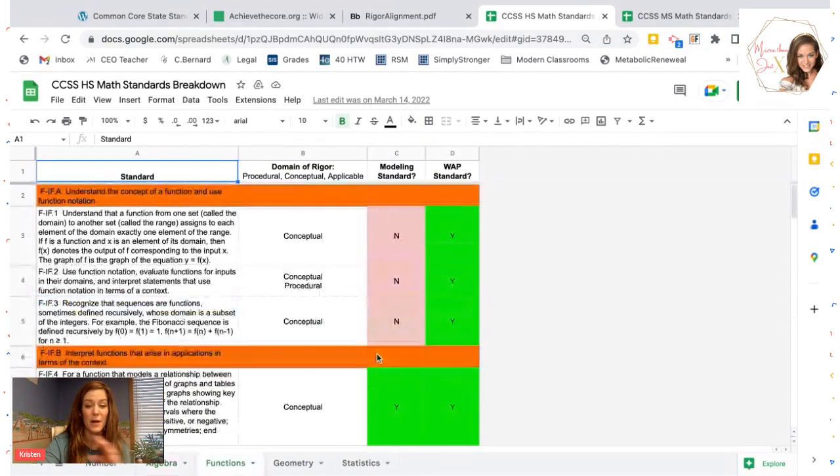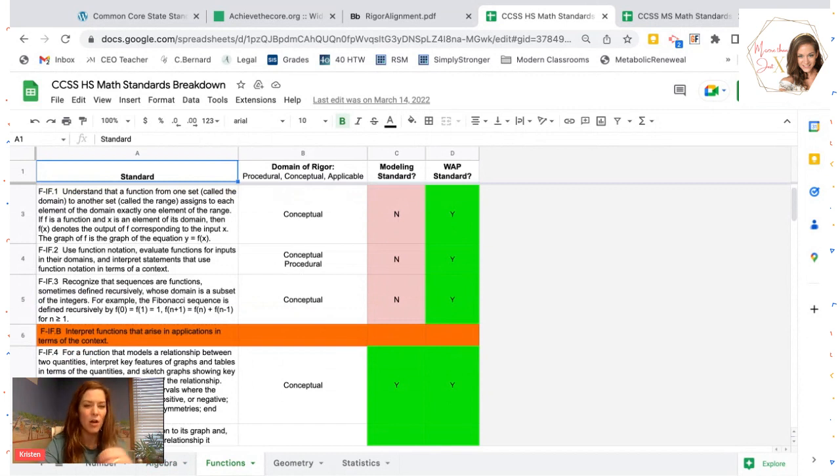You can see some of them are a no and then a yes. So it's not really getting into modeling, but it is giving them a good concept. That also helps you figure out how you want to do your lesson plan, and that can help you determine the overall importance of a standard.